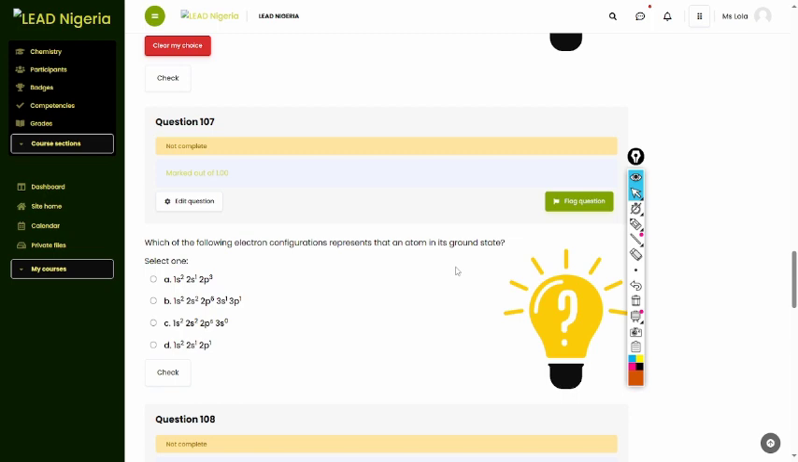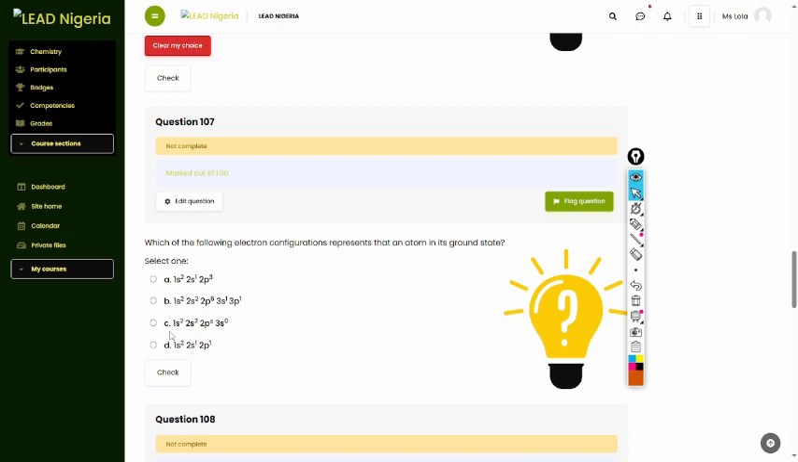So 1s2, 2s1, 2p3. That's not correct because 2s should carry 2 electrons, not 1 electron, before moving to 2p. Now for this one, 1s2, 2s2, 2p6, 3s1, 3p1. This is also not correct because the s orbital for 3 should carry 2 electrons, not 1.